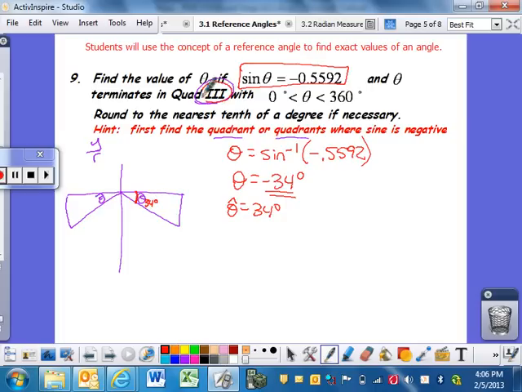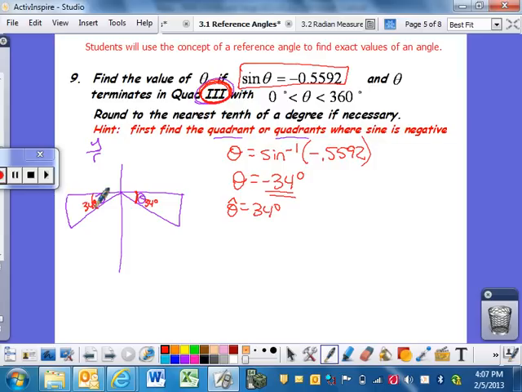I want quadrant 3 though. Well, how does this all work? A reference angle is a reference angle no matter what quadrant you're in. So if I have a negative sign, there's actually a second one that gives me the exact same answer, but in the other quadrant that gives you the same sign. So I can say my reference angle is the same thing in quadrant 3.